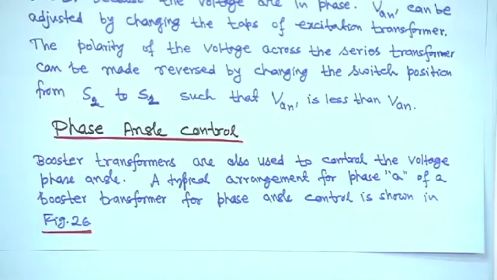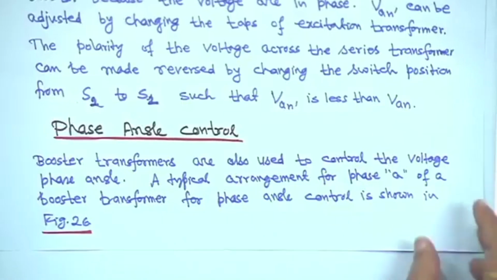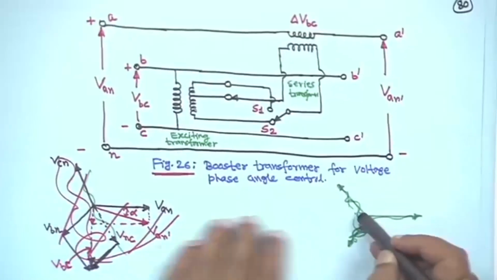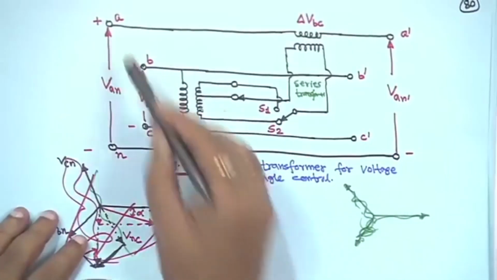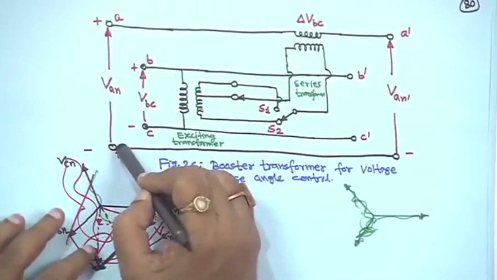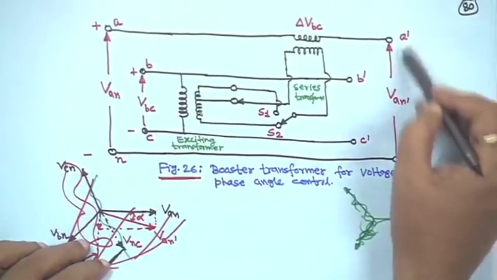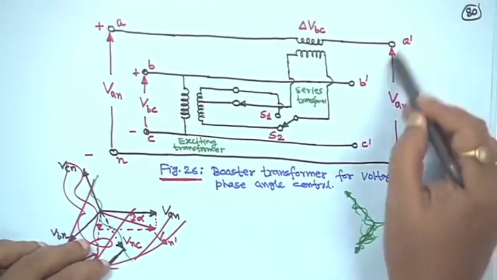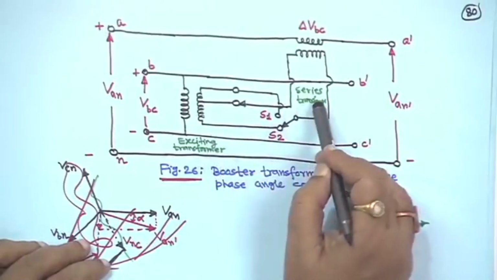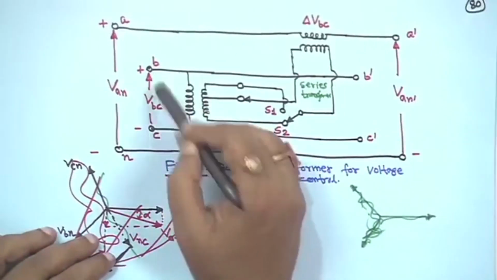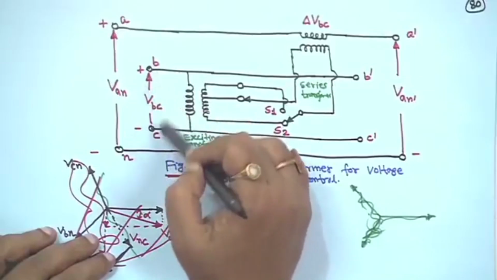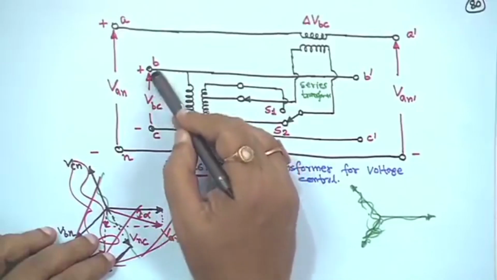So, a typical arrangement for phase A of a booster transformer is shown. This is a booster transformer. In this case, for phase A we are taking line to neutral Van. This is A dash N dash, Van dash, the output. Here this is the exciting transformer, this is the series transformer, and this voltage is VBC, from phases B and C, plus minus.